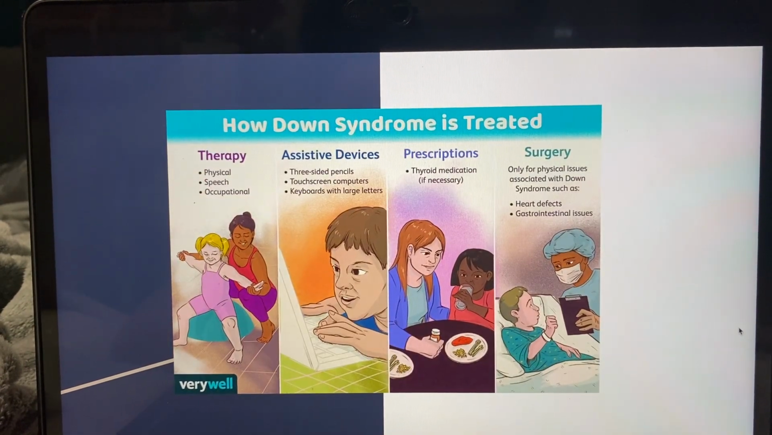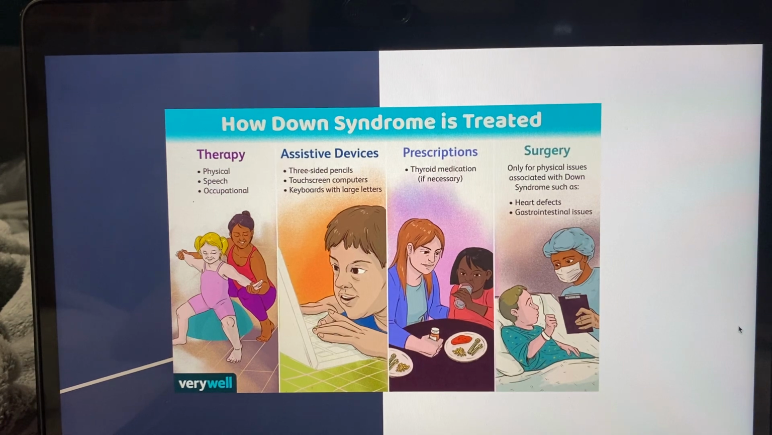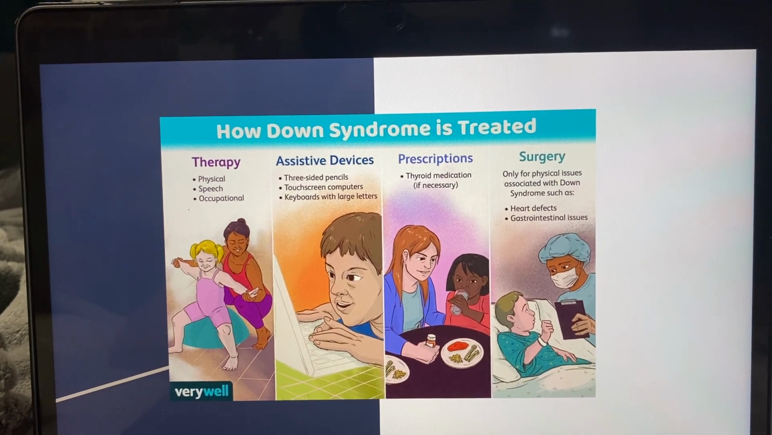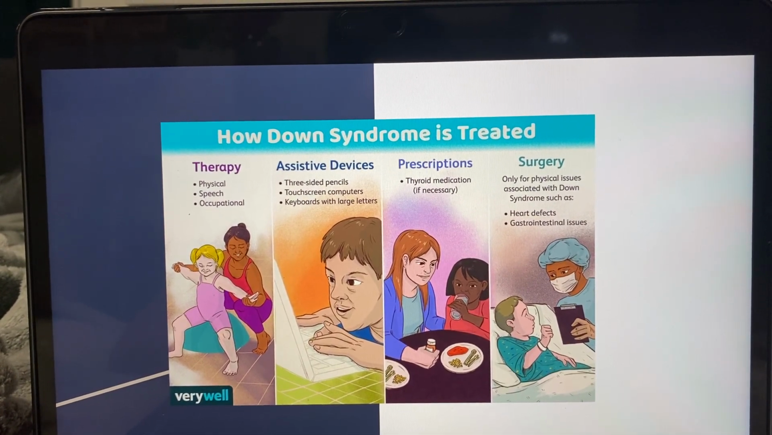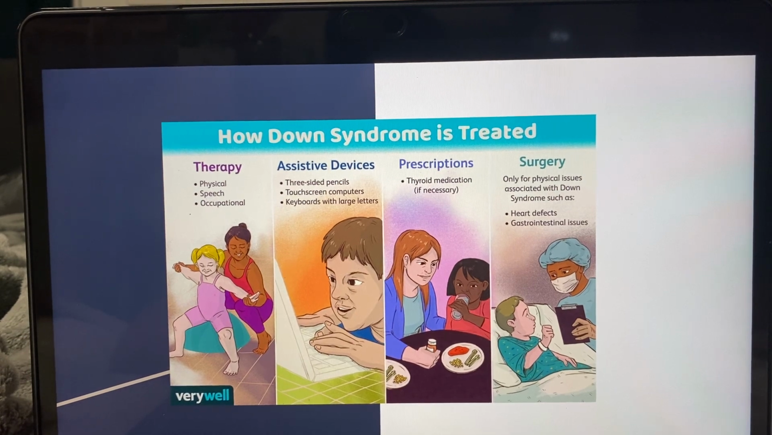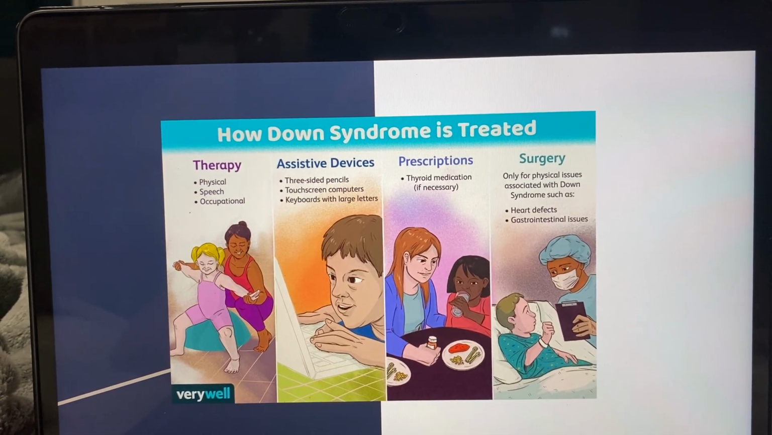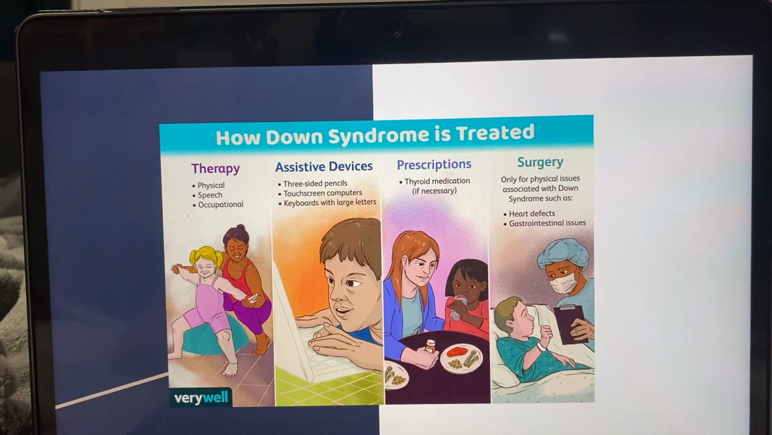And then here's some more ways that individuals with Down syndrome get treated. Sometimes they have to go into surgery, or they get specific prescriptions for their health. They get assisted devices. And like I said previously, sometimes therapy is the best one.